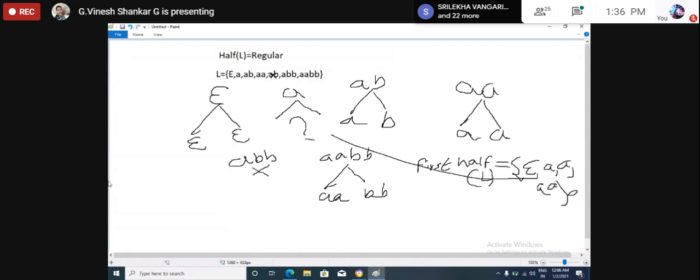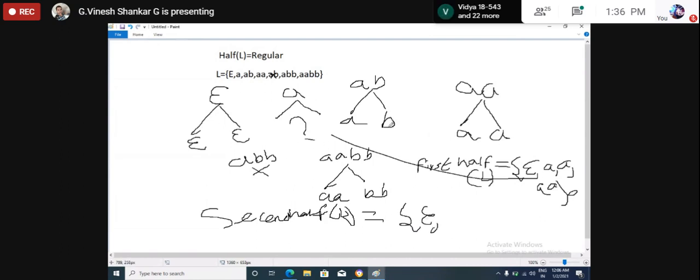If you take the second half of L: when one symbol is there, we can't divide into half, so you should leave it as it is. You can't do anything to that. Second half of L, I can take it as epsilon. Then second half B, then A. I can write BB because it is the second half. That's why I'm writing BB. Clear? AB I can write, BA, epsilon also I can write for second half.